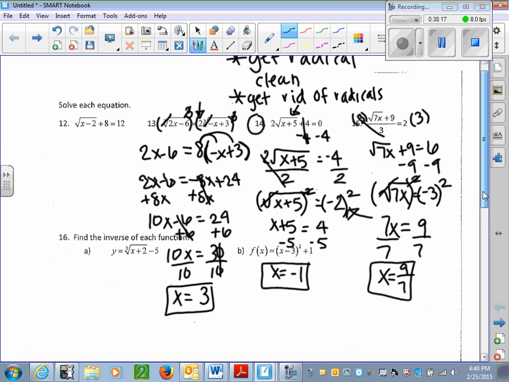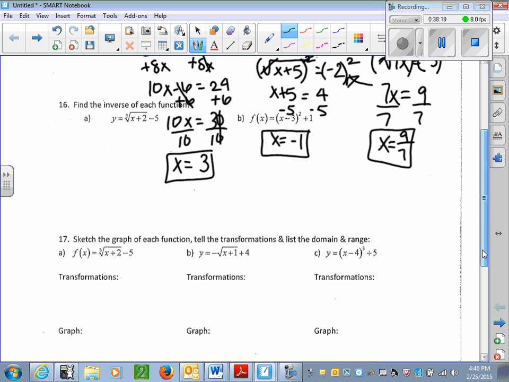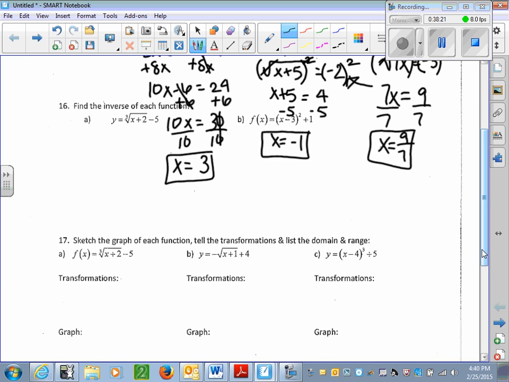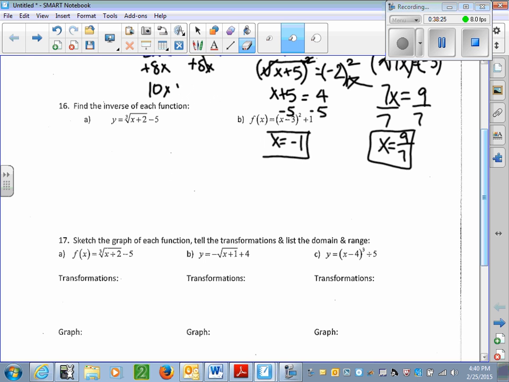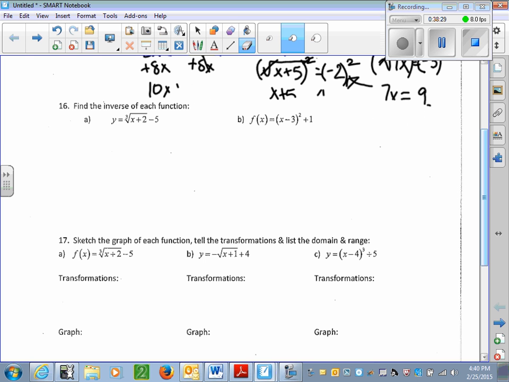Alright, so let's go down here and talk about some inverse of functions. Here is some of the stuff. Here again, if you need to see that stuff I'm erasing, you can just pause the video or rewind it. Woo, this is a long video.